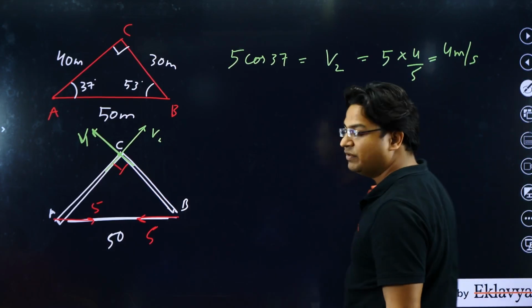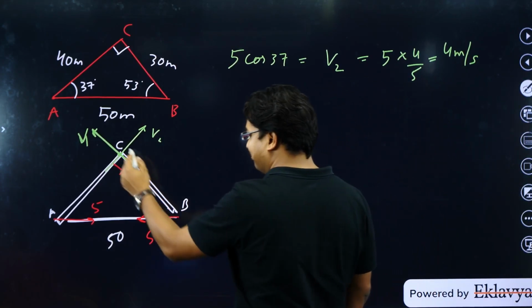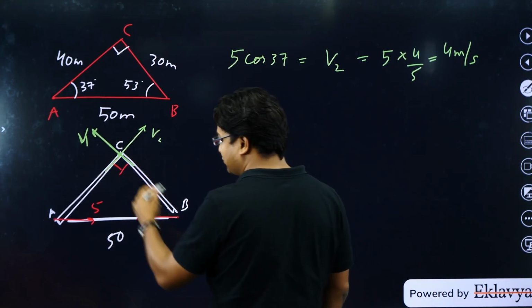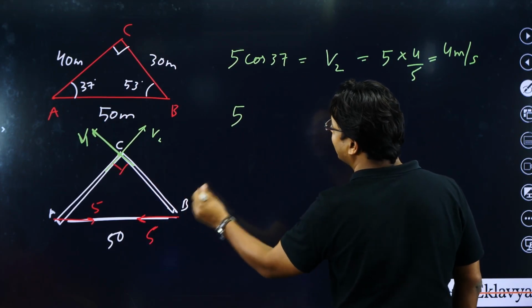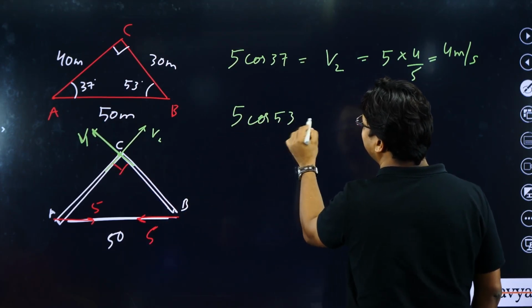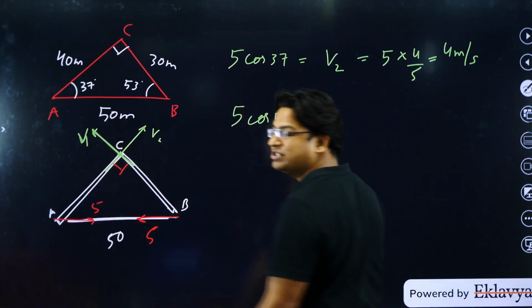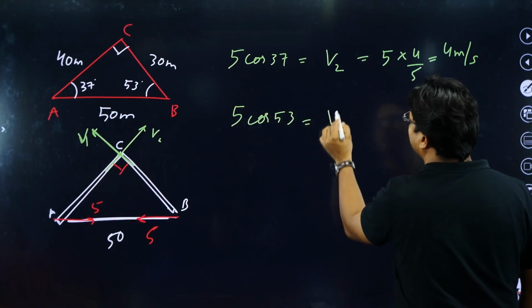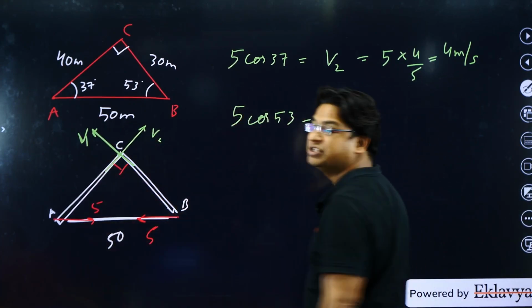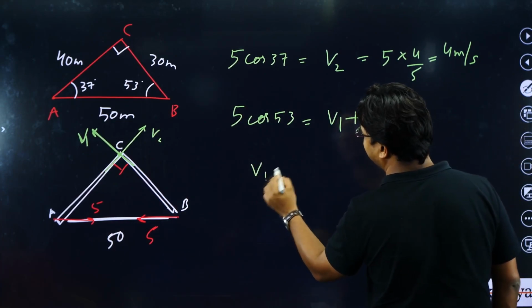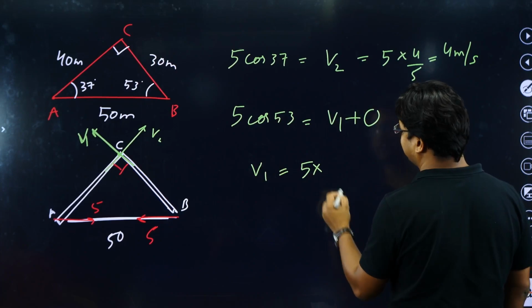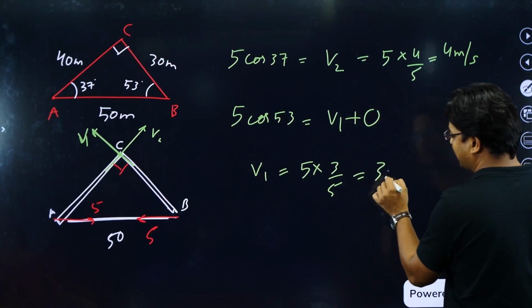Similarly, we will employ the same logic. BC is a rod, so we can use the rod constraint. So velocity of B along BC, that would be 5 cos 53, would be equal to velocity of C along BC. So that would be V1 plus component of V2, which would be 0 because V2 is perpendicular to BC. So we got the value of V1 from here. V1 will be equal to 5 into cos 53, which is 3 by 5. So that would be 3 meter per second.